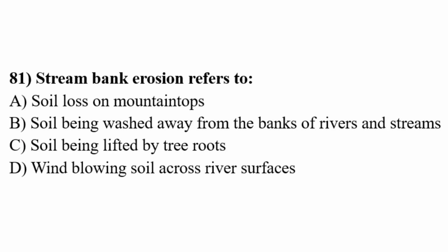81. Stream bank erosion refers to: A. Soil loss on mountain tops. B. Soil being washed away from the banks of rivers and streams. C. Soil being lifted by tree roots. D. Wind blowing soil across river surfaces. Answer: B. Soil being washed away from the banks of rivers and streams.